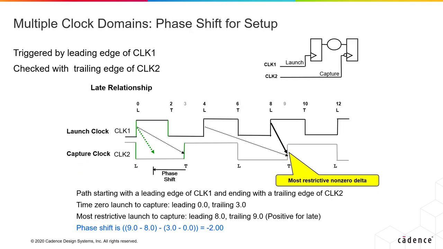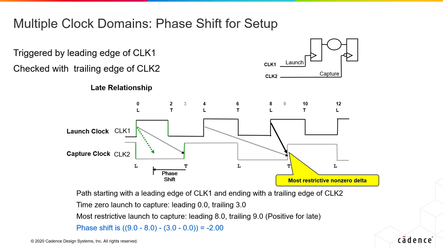Let's look at an example of phase shift calculation for setup in a multiple clock domain scenario. If we unroll a 4 nanosecond clock and a 3 nanosecond clock, the LCM, least common multiple, is 12. For a negative edge triggered flop, instead of using the CLK2 we are reversing the phase of CLK2. Notice that the leading edge of CLK2 is a falling edge. Looking at ideal clocks here, we align leading edge to leading edge after unrolling. Then we can determine that the most restrictive non-zero delta would be at 8 launch and 9 capture.